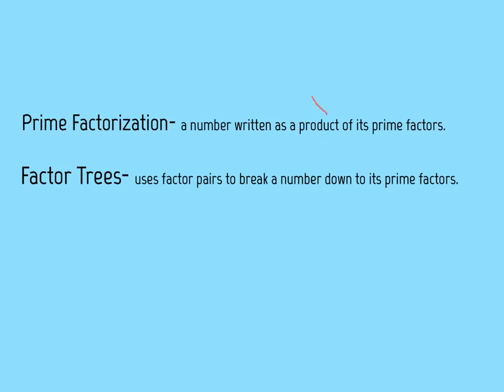Reminder that product means multiplication. So we essentially are going to create a string of multiplication, and we are specifically looking for the prime factors of that number. Ization being kind of more of the action word. So prime factorization, finding the prime factors and multiplying them. Factor trees is how we find prime factorization. We're going to use factor pairs to break a number down to its prime factors. So it's ultimately what we use to find the prime factorization of a number.